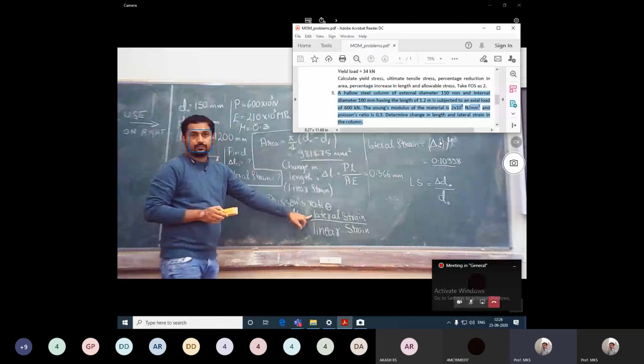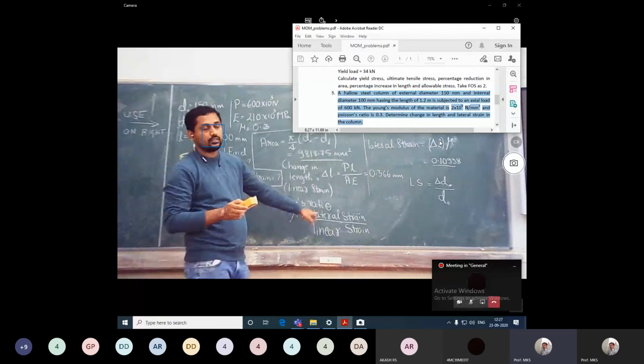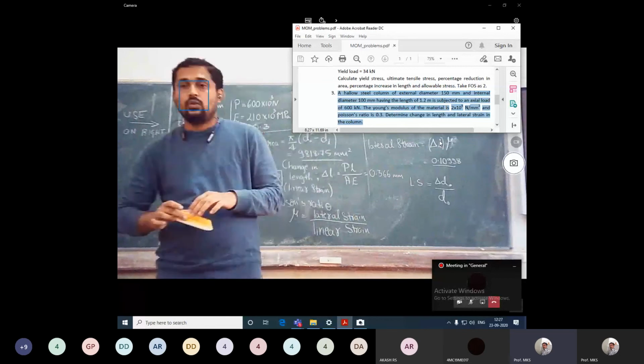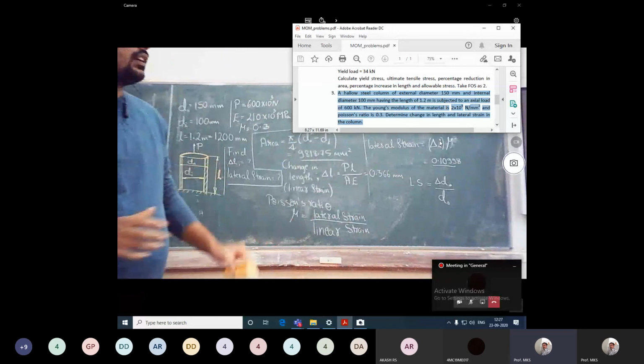Sir, linear strain is delta L by L, isn't it, sir? Yes. If there is only delta L there, it would be wrong, no sir? Strain is given by delta L by L. The general expression for strain is change in length to original length. So what is that delta L? That delta L is nothing but the linear strain.